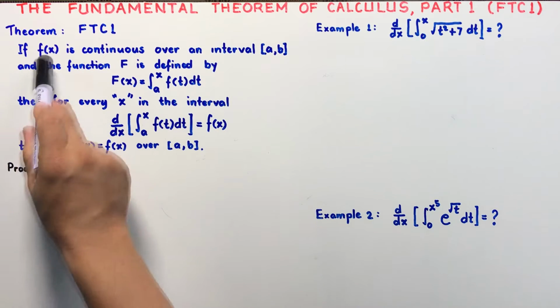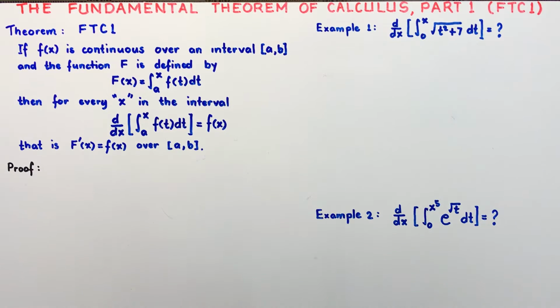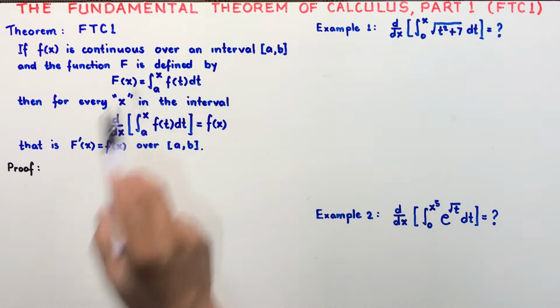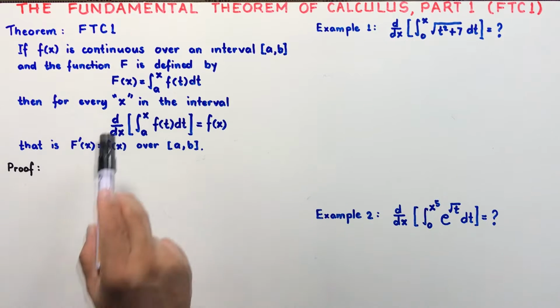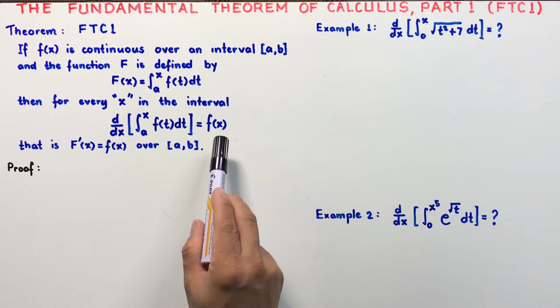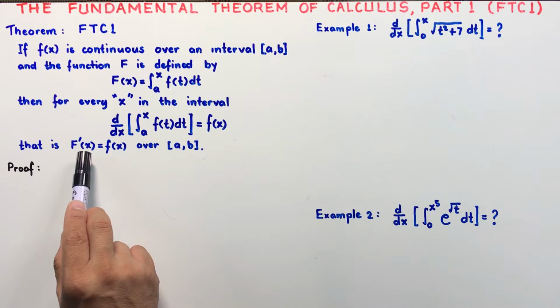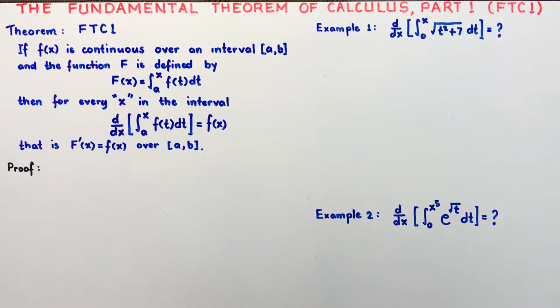If the function f of x is continuous over a closed interval a to b, and the function big F is defined by this integral, the integral of f of t dt from a to x, then for every x in the interval, the derivative of this integral is the small f of x. That is, the derivative of the big F of x is the small f over a closed interval a b.